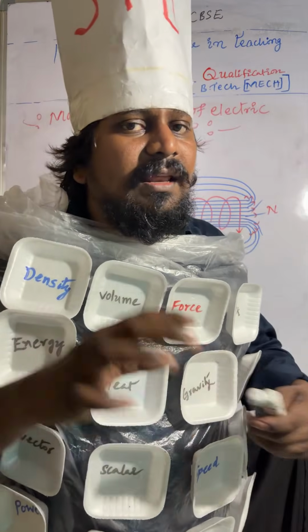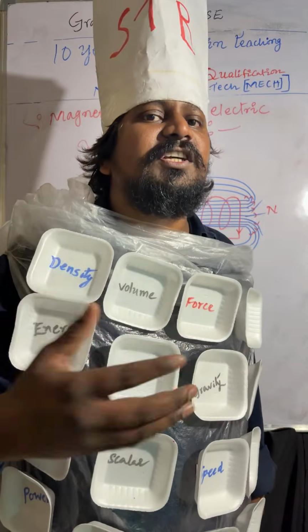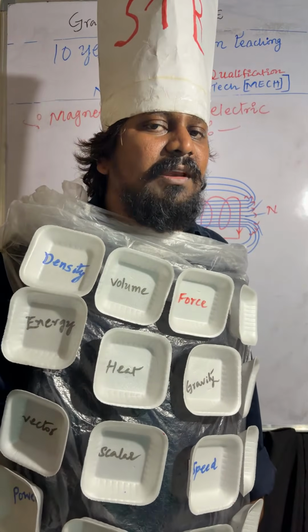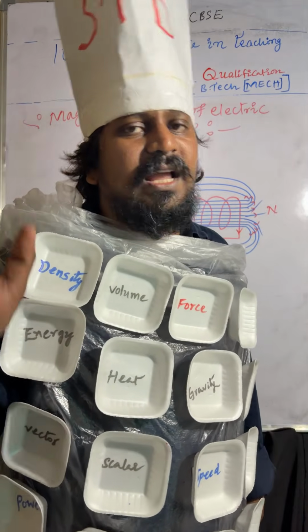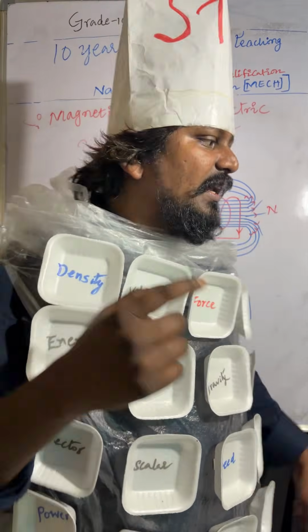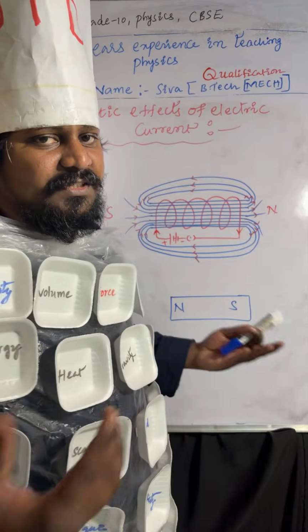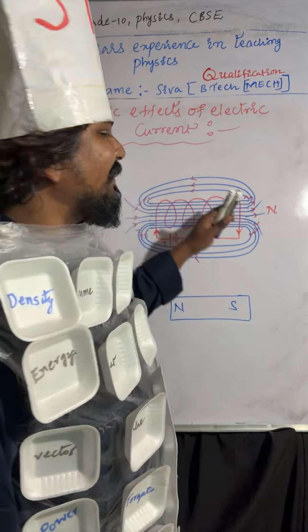But coming to the differences. Here in a solenoid, the magnetic field can increase or decrease by changing the strength of current. If strength of current is more, magnetic field will be more. If strength of current is less, magnetic field will be less. It depends on the current passing through the solenoid. Point number 1. Here in a bar magnet, the magnetic field is fixed. We can't change the magnetic field. And point number 2, here we can change the poles.